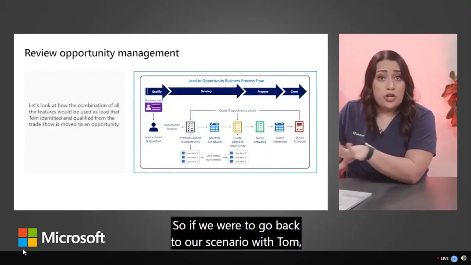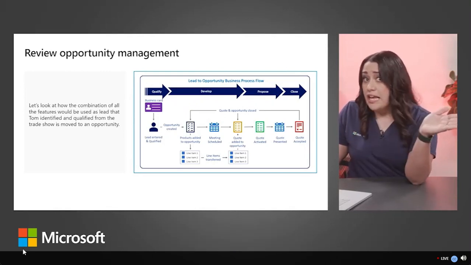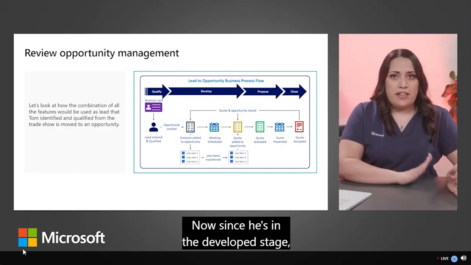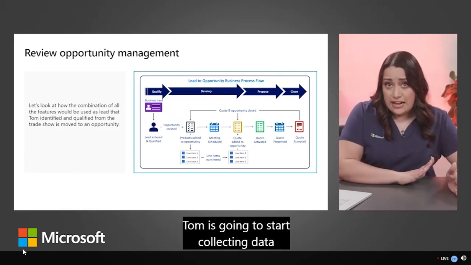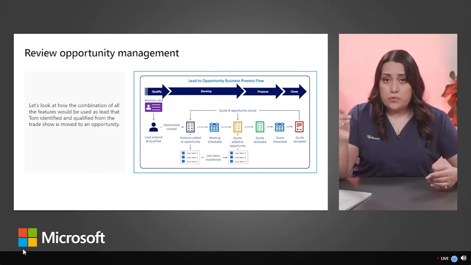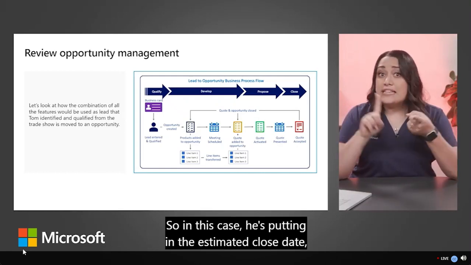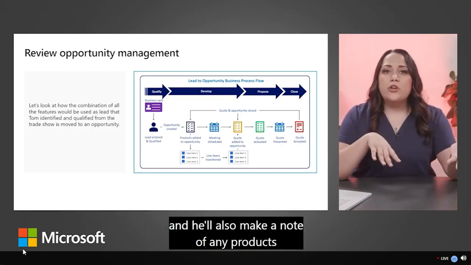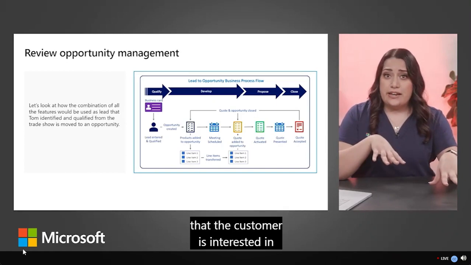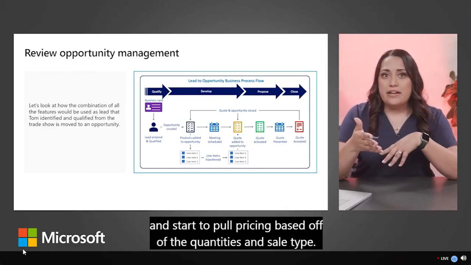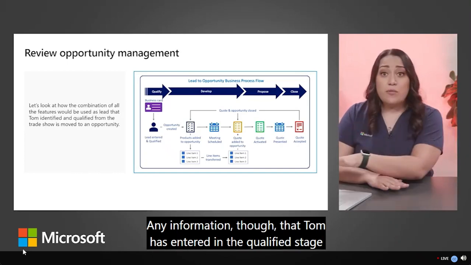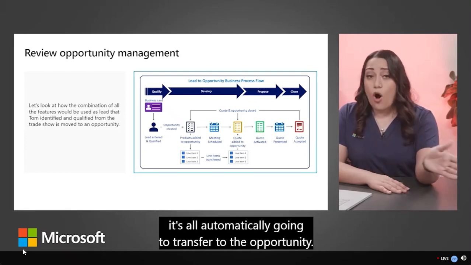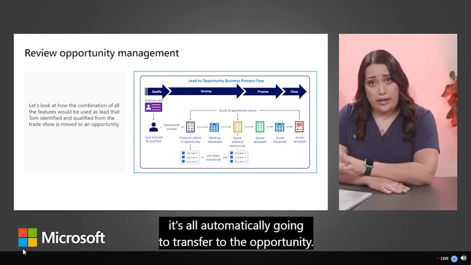So if we were to go back to our scenario with Tom, he's gone through the qualify stage and he's created an opportunity. Now, since he's in the develop stage, Tom is going to start collecting data that's required by his organization. So in this case, he's putting in the estimated close date, any type of budget information, and he'll also make a note of any products that the customer is interested in and start to pull pricing based off of the quantities and sale type. Any information, though, that Tom has entered in the qualify stage about the contacts or any competitors, it's all automatically going to transfer to the opportunity.